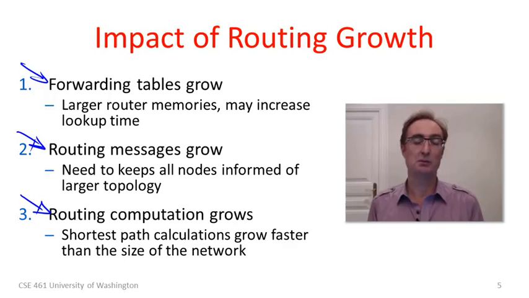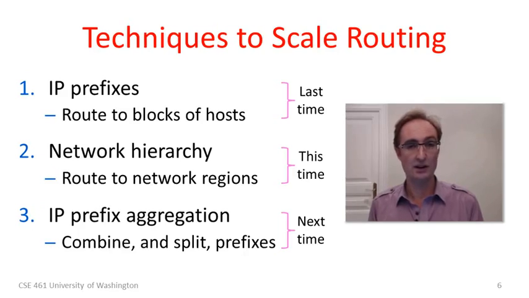We would like to come up with techniques to scale routing so that it can more gracefully handle a large network. What are those techniques? Well, I'm glad you asked because I've written them down here. In fact, we've seen some of them. The first technique here is the use of IP prefixes, where we don't have an entry in the table for every individual host. Rather, we have an entry for a block of hosts called an IP prefix.